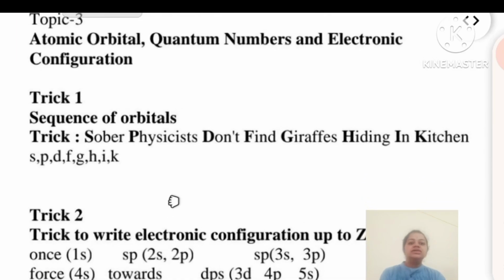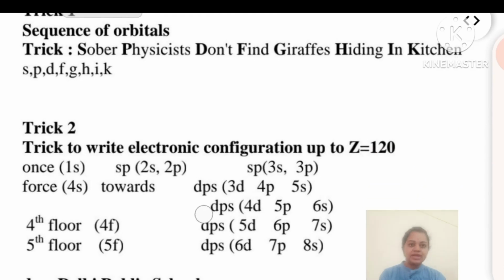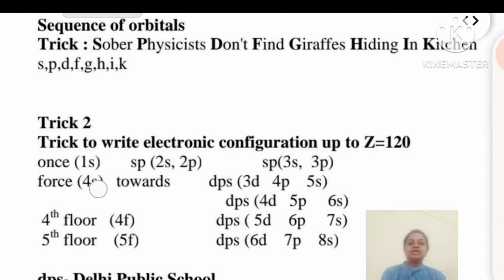Next. How to fill the orbitals, means how to fill the electrons in an orbital. You can remember simply this rule: 1s, then 2s, 2p. Another s, p: 3s, 3p. Only difference is instead of 2, you have to write 3. Then 4s. Towards DPS, that is Delhi Public School. First, you need to write 3d, 4p, 5s. 3, 4, 5, DPS, Delhi Public School.